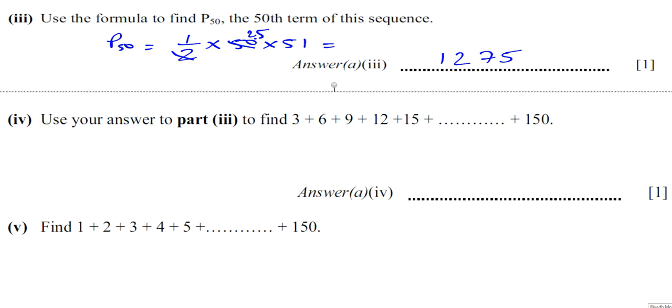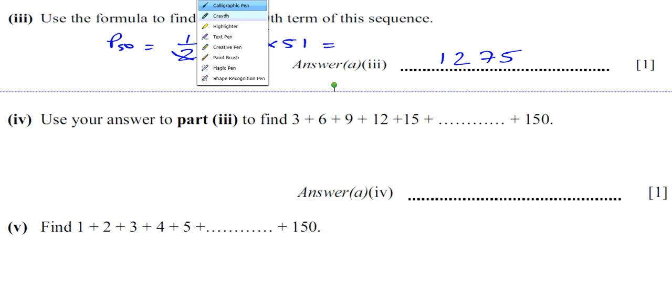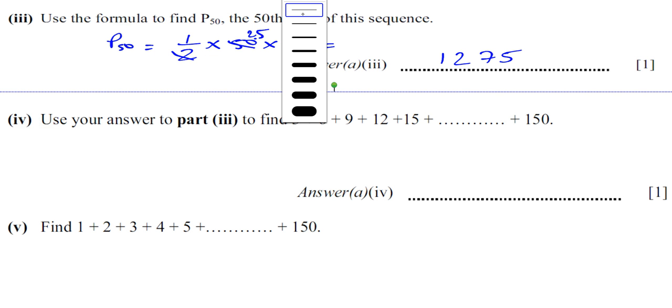Carrying on, same question, question 9. We are now on part 4 of 9a, and it tells us in this question that we must use our answers from part 3, which I've just pasted on top of the page here, to find 3 plus 6 plus 9 plus 12 plus 15 up to 150.